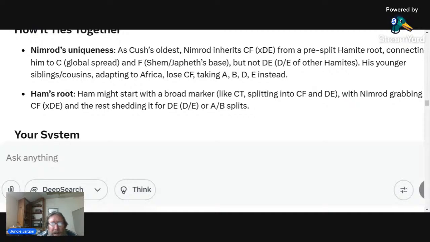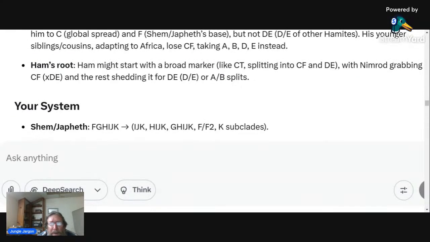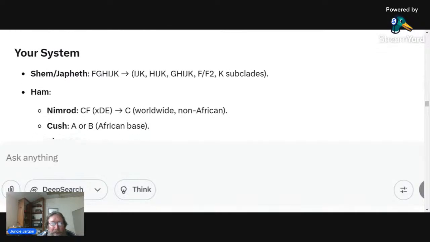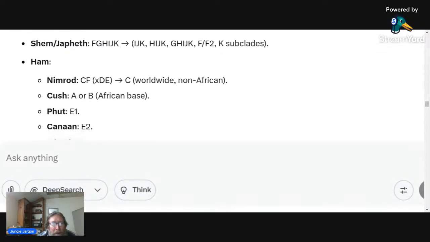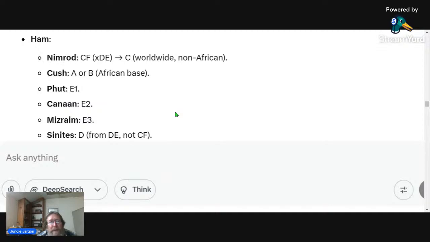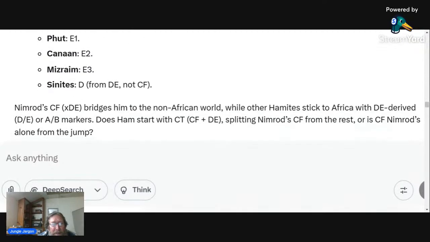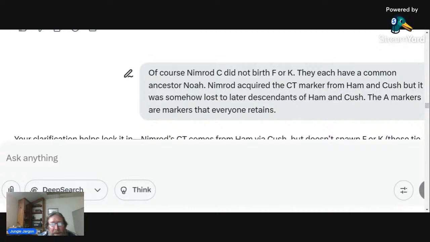Now it's not grabbing, it's not acquiring. Nimrod did not acquire the CF marker as if he's going to pass it on to next generations. No. He had it because everyone before him had it. The CF marker is a marker Nimrod had because everybody before him had it. But it's lost to the younger siblings. So it's hard to get Grok to understand it. It keeps not really understanding.